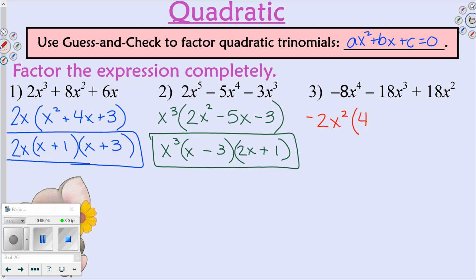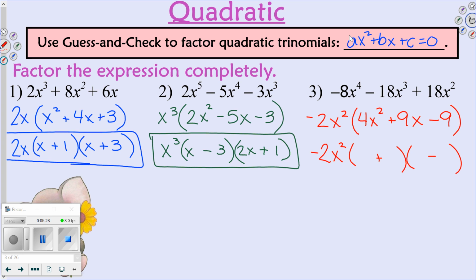4x squared plus 9x minus 9. Remember, dividing out that negative is making all your signs flip. So what are my signs then when I factor further? They are opposite, 1 plus, 1 minus.